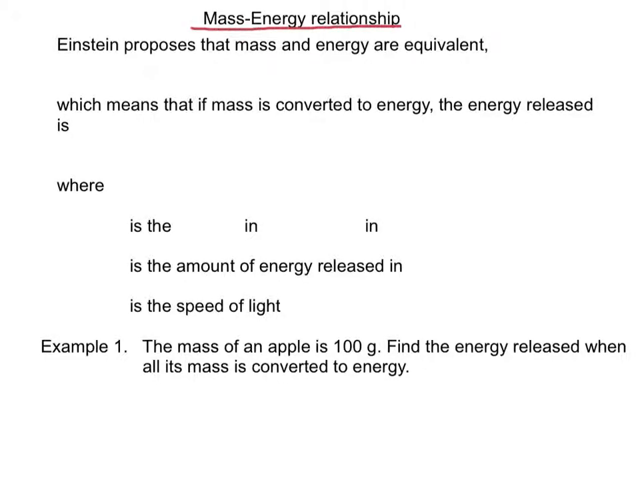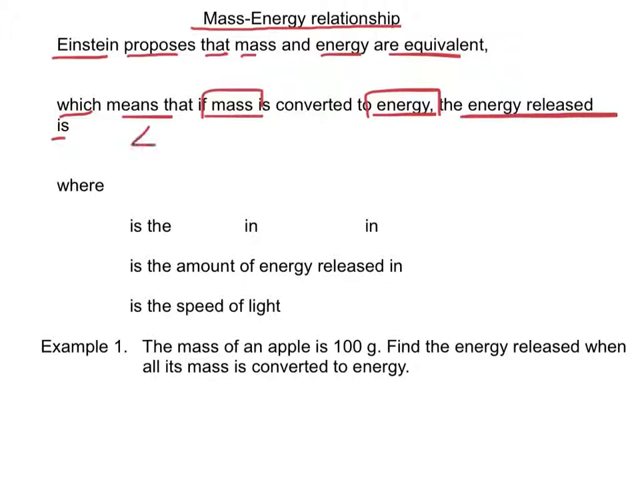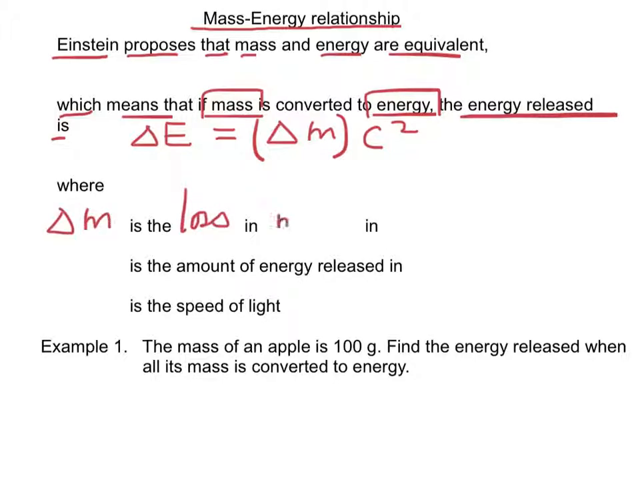Mass-energy relationship. Einstein proposed that mass and energy are equivalent, which means that if the mass of a body is converted into energy, the energy released will be ΔE equal to ΔM times C squared, where ΔM is the loss in mass, or we say ΔM is called mass defect, with unit in kilogram.